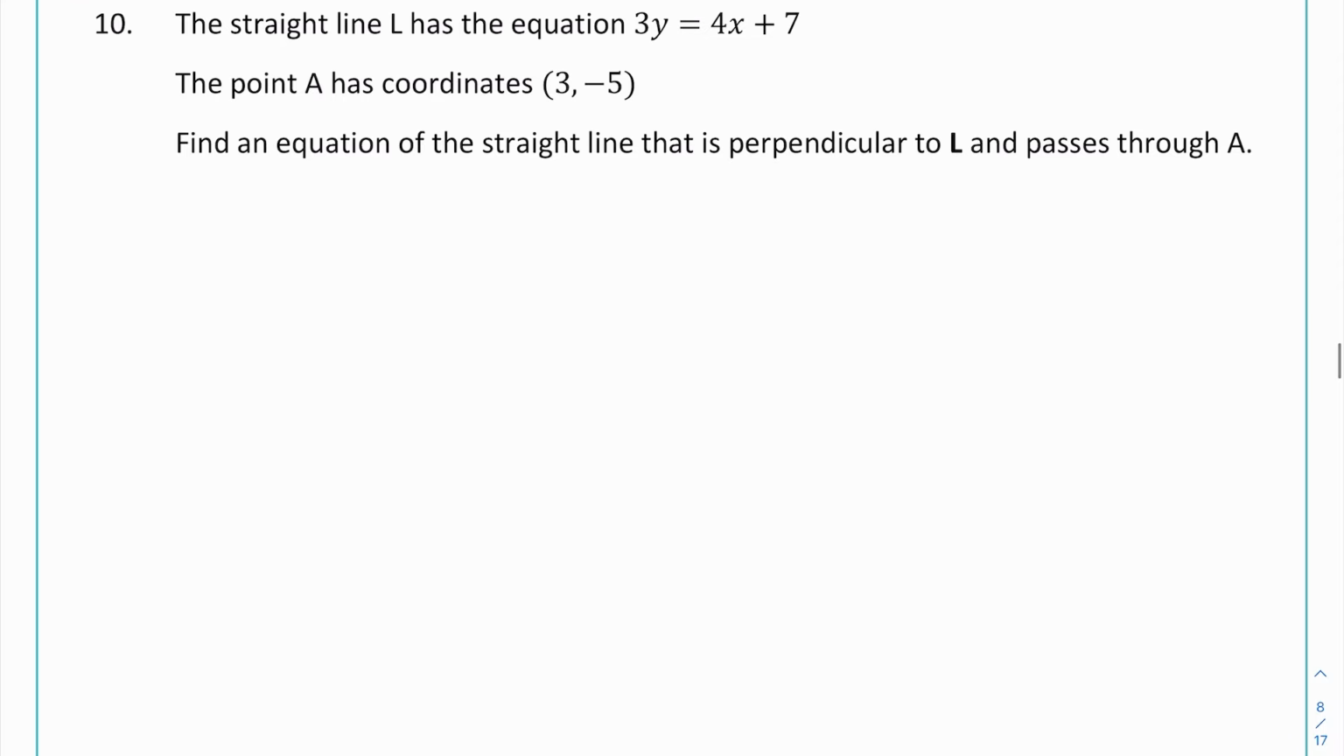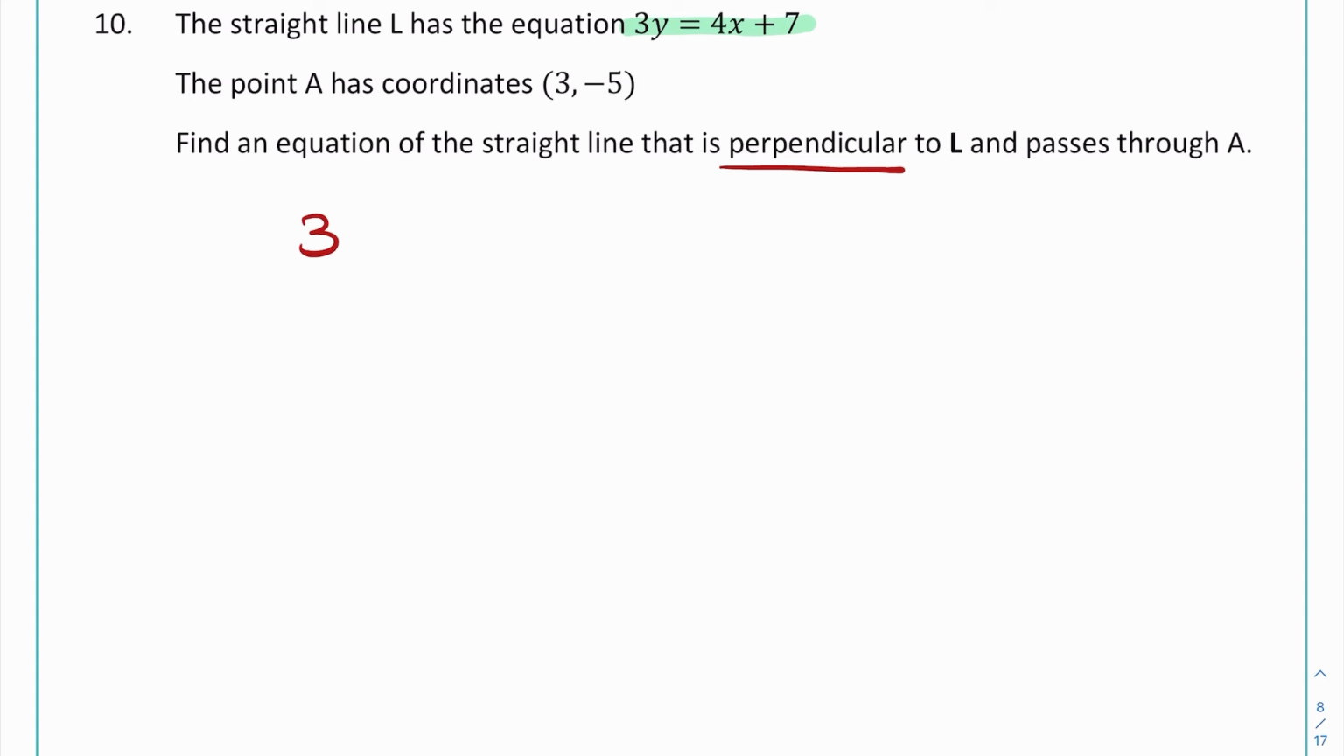Okay, so question 10. It says the straight line L has the equation 3y is equal to 4x plus 7. The point A has coordinates 3, negative 5. Find an equation of the straight line that is perpendicular to L and passes through A. So as soon as we see that word perpendicular, we know that we need to do the negative reciprocal when we're looking at the gradient. So we want to find a line that's perpendicular to this one. But at the moment, it's not in the form y equals mx plus c.